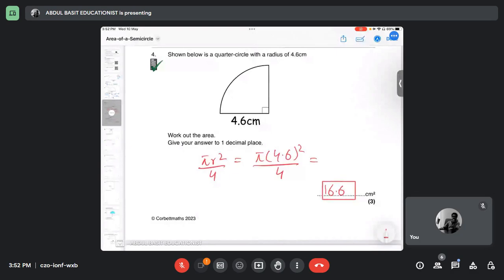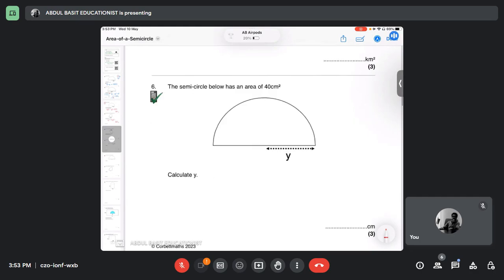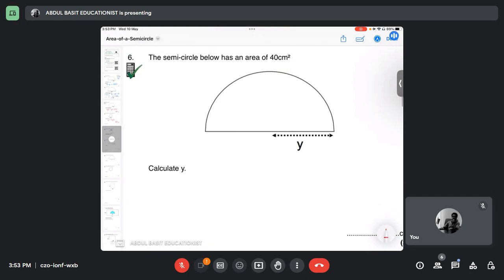Everybody, is this clear? Yes, sir. I think circle is easy now. Yes or no? Yes, sir. Okay, what about this one? The semicircle below has an area given. We have to find out the radius.